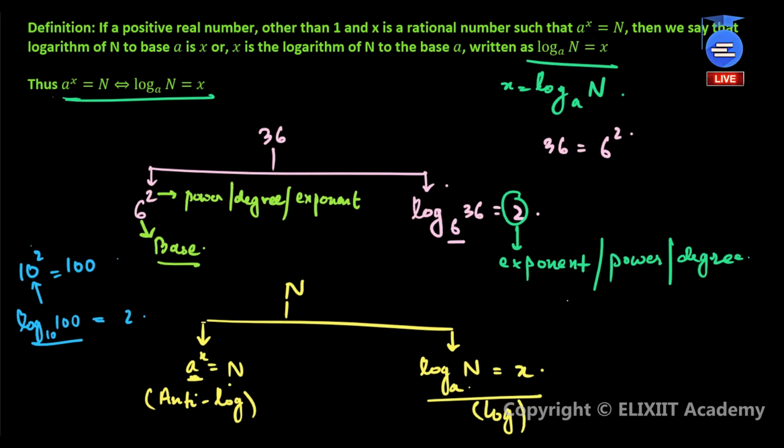Similarly, let's take one more example. Suppose you consider 10 cube, which is 1000. You write it in this format: log 1000 base 10 is equal to 3. This is the value of log 1000 base 10, which is equal to 3. Okay. Clear with this basic idea about log?